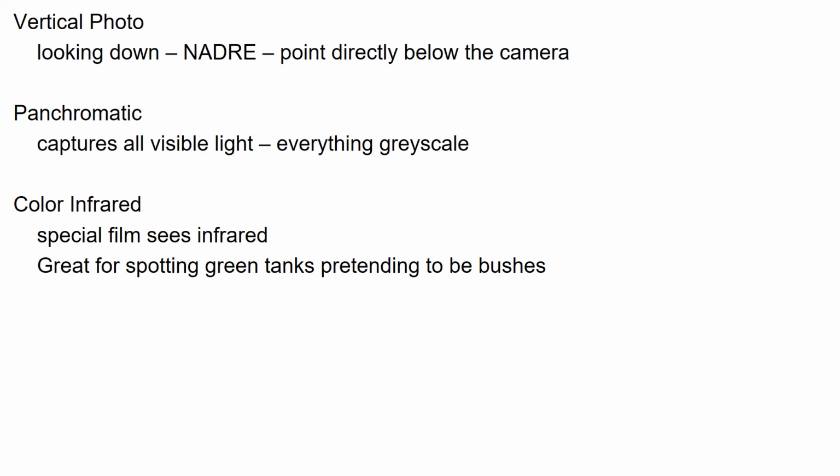Color infrared is a special film in that it actually sees infrared. It's great for spotting things like green tanks that are trying to hide and pretend to be bushes. If we have color infrared film, we can create other band combinations and replace, for example, some of the colors with this infrared that we can't see, and then it allows us to see things that absorb heat differently, or, in the case of a tank that's been driving around for hours, it has parts of it that are several hundred degrees different in temperature than the surrounding area.